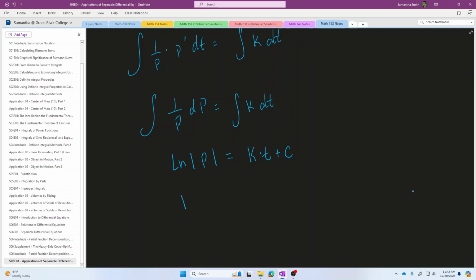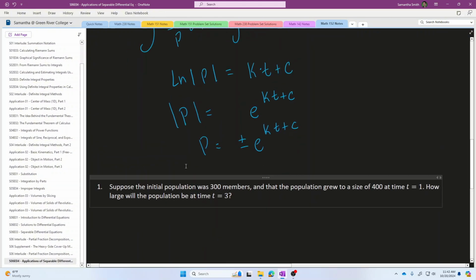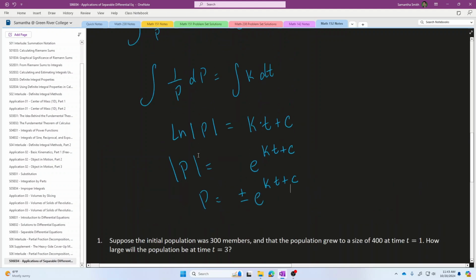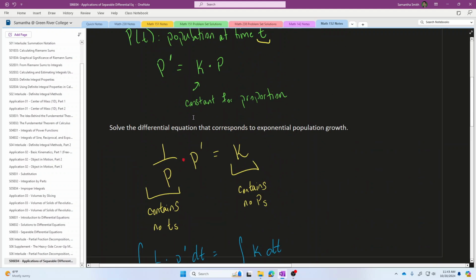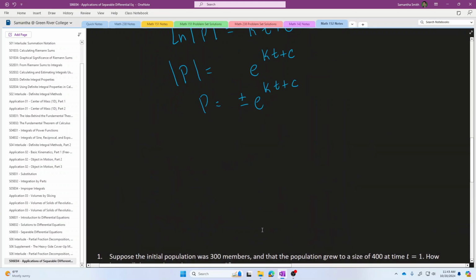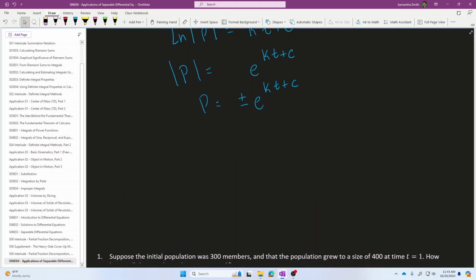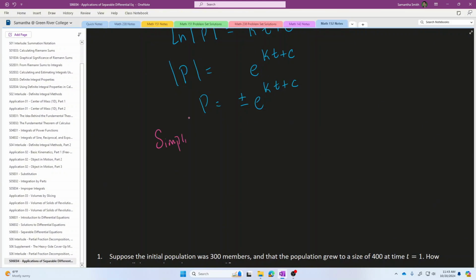All that's left is to solve this for p, using, for example, an exponential to get rid of the natural log, and using, for example, a plus minus to get rid of absolute value. So this would be the template of all the functions that satisfy this differential equation, p prime equals some constant times p. Now, this expression, as we've written it down, is kind of complicated. So what I'm going to do now is simplify this expression a little bit.